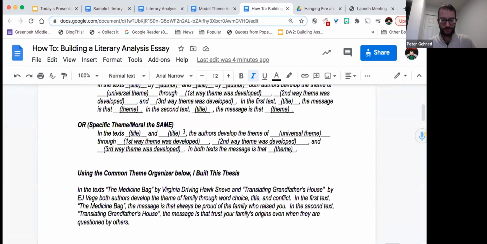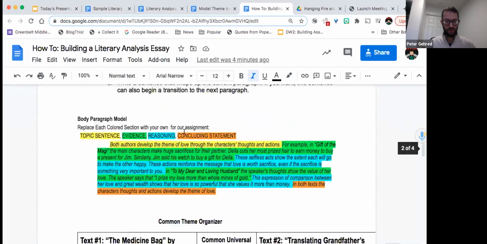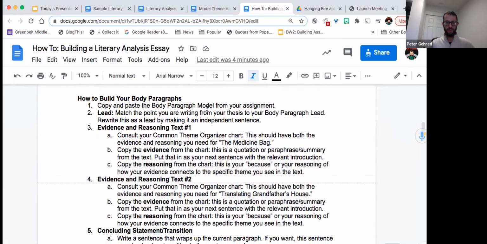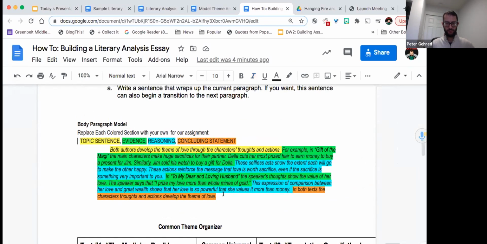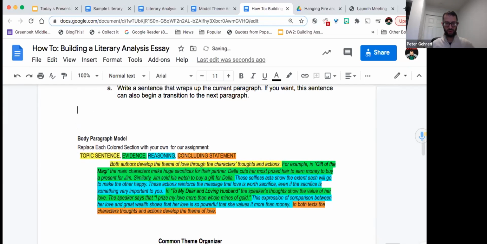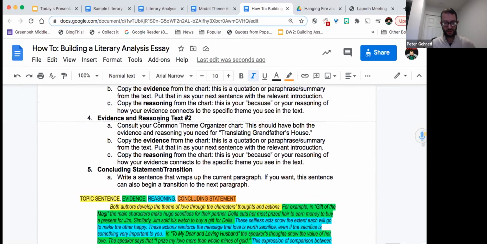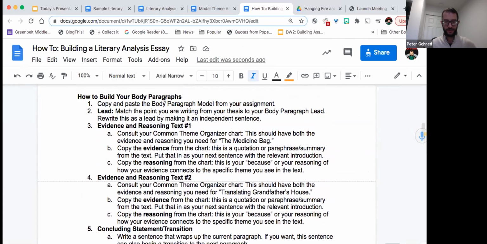concretely. This is where you can go ahead and build this out. We built out the thesis before. Now we're building out body paragraphs. So copy and paste the body paragraph model from your assignment. You don't need to do this, but hopefully this helps you on your first one to see, okay, I'm just filling in the pieces of the puzzle. Again, these are like baking recipes or directions in a video game: first do this, then do this, then do this. All right, so we've copy and pasted.